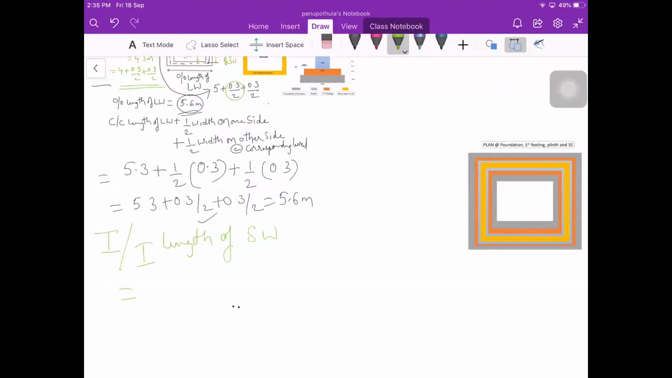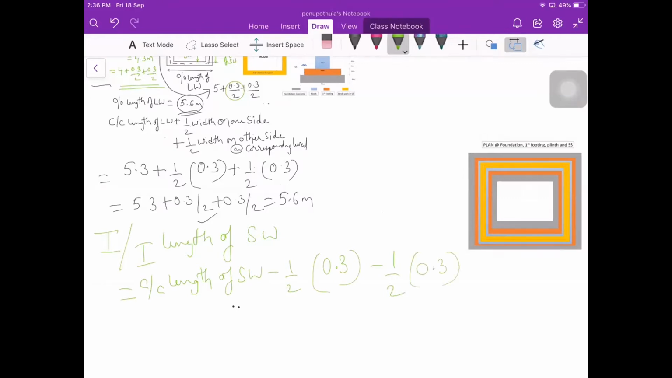Center to center length of the one side. Center to center line length of long wall or short wall? Center to center line length of short wall. Sir, in to in length. In to in length, okay. Minus half width on one side. Very good. So I am directly writing it here. Width on one side is 0.3 here. Next, minus half width on another side. The other side is also 0.3.